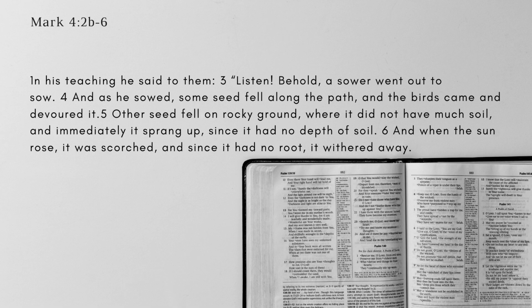Now let's read this first parable, the parable of the sower. Jesus says, "Listen. A sower went out to sow, and as he sowed, some seed fell along the path, and the birds came and devoured it. Other seed fell on rocky ground where it did not have much soil, and immediately it sprang up, since it had no depth of soil. And when the sun rose, it was scorched, and since it had no root, it withered away."